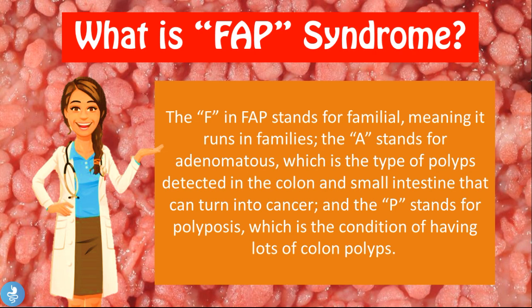So if we put all these aspects together, we get that FAP syndrome is a hereditary condition in which large amounts of adenomatous polyps are found within the GI tract, mostly in the colon. And the special thing about these polyps is that they have the ability to turn into cancer. So this is pretty much the simplest definition of what FAP is.